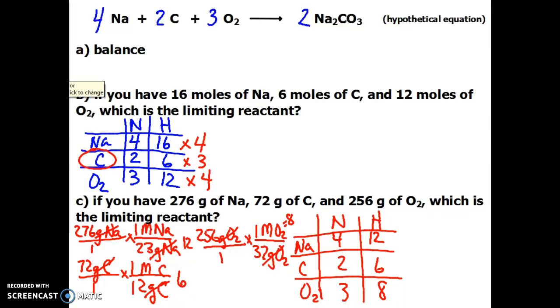All right, at this point, again, it's a simple comparison. I need 4 moles of sodium. I have 12. That means I have enough sodium to do this 3 times. Carbon, I need 2. I have 6. I have enough carbon to do this 3 times. And then oxygen, I need 3. I have 8. That means I have enough oxygen to do this 2.6 repeating times. So again, which one is my limiting reactant this time? I think you're going to find it's the oxygen. I can't quite do this reaction 3 times because I don't quite have enough oxygen. So those are some very, very simple limiting reactant problems.